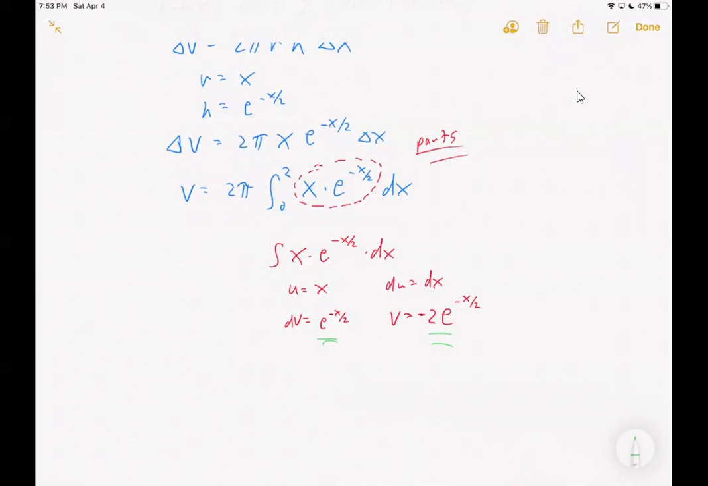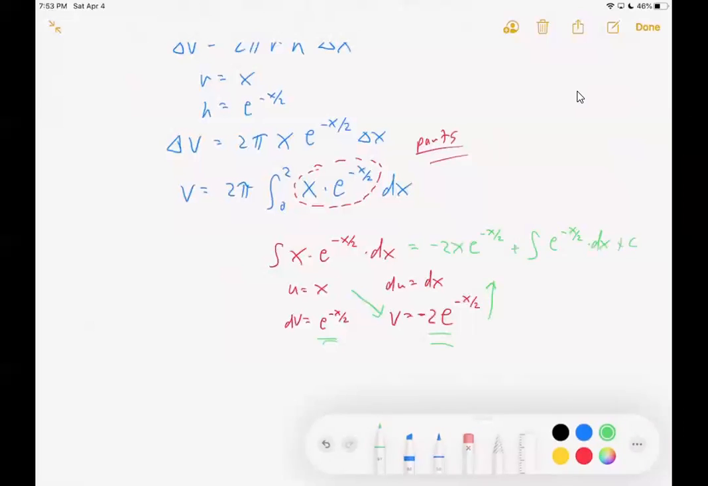All right? Now the answer is the zig minus the zag. So this will equal negative 2x e to the negative x over 2 minus the integral of the zag. So then that's plus, because there's a double negative, e to the negative x over 2 dx plus c.